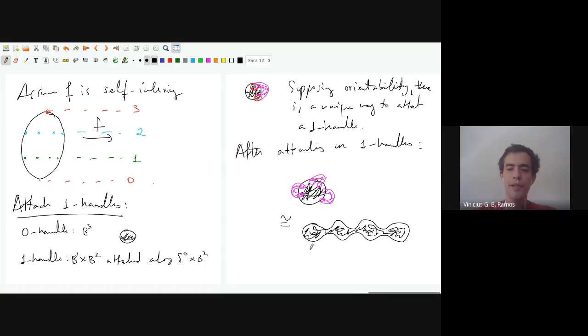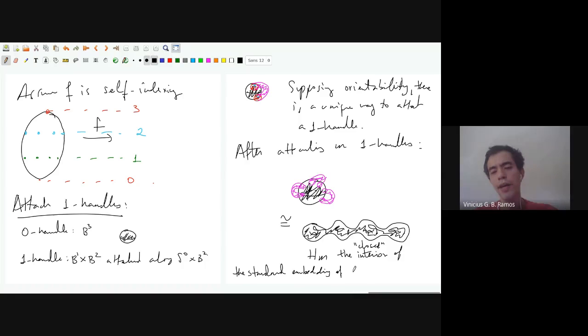So this, I'm going to call this HM. This is the interior of this standard embedding, or the closed interior of the standard embedding of the genus M surface into R3.